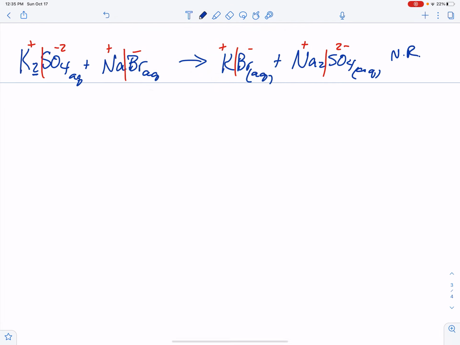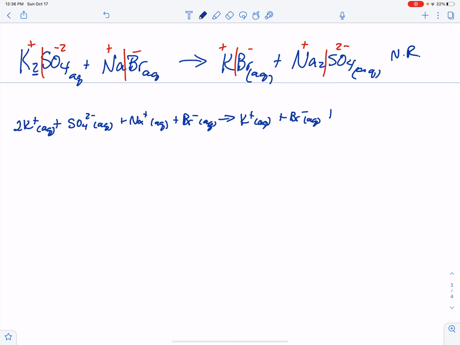So then the 2, it goes in front. So 2 K+ (aq). And again, you can wait on the (aq)s at the end. Just don't forget to do it. SO4 2- (aq) plus Na+ Br-. And then we have K+, and then we have Br-. Then we have the 2 down there. It gets thrown in front. Na+ (aq) and SO4 2- (aq). So that's the full ionic.